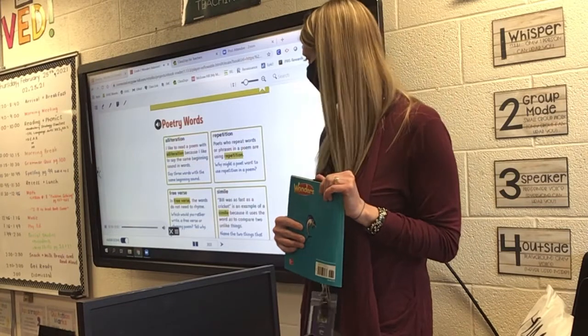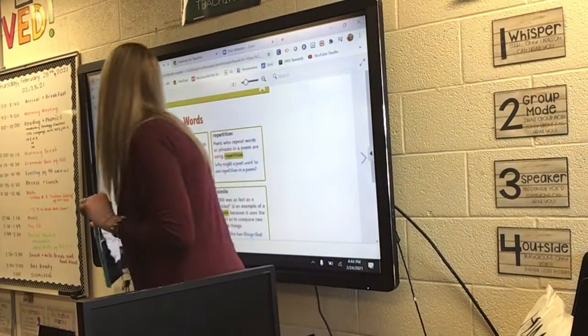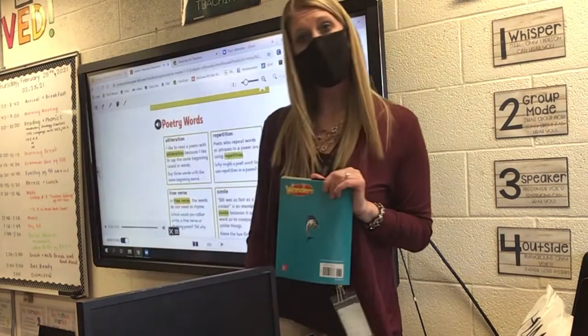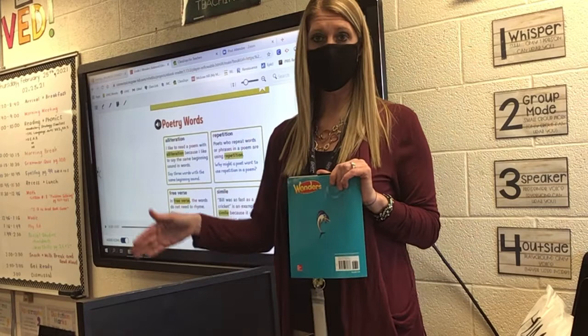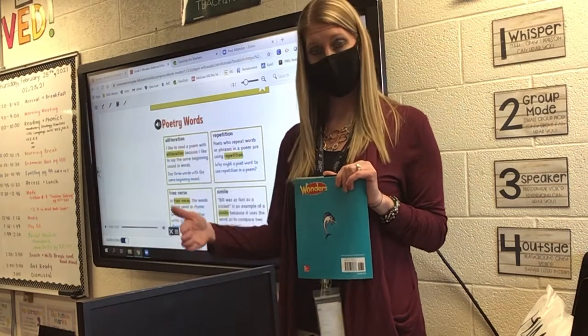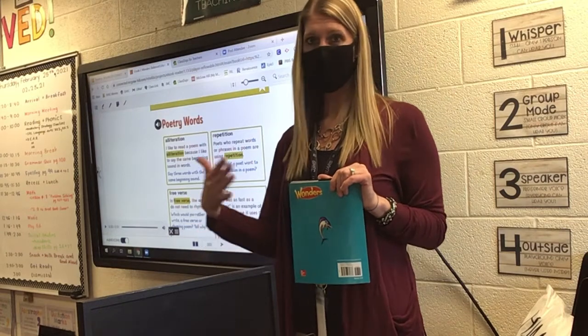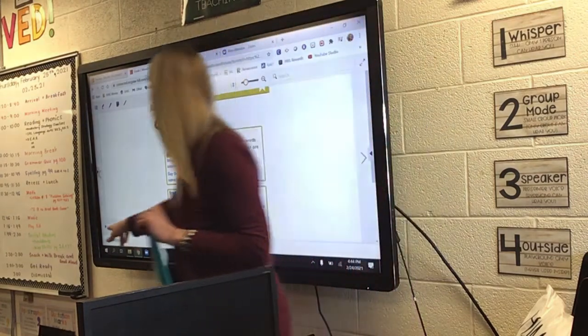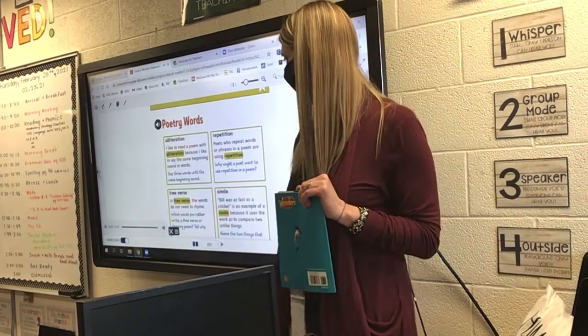Repetition. Poets who repeat words or phrases in a poem are using repetition. And we talked about repetition in our lesson on Monday. So repetition is words that are repeated multiple times throughout the poem. Why might a poet want to use repetition in a poem?